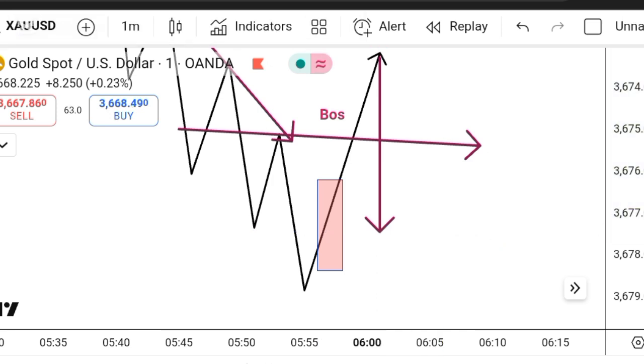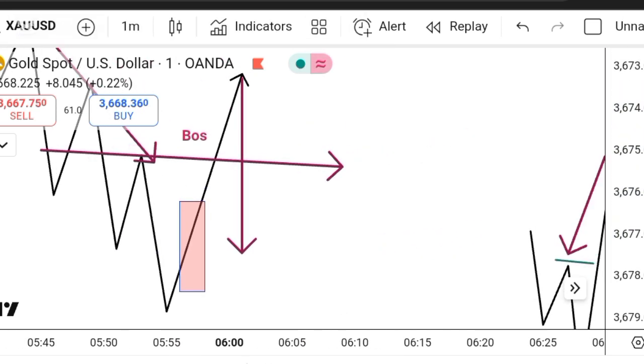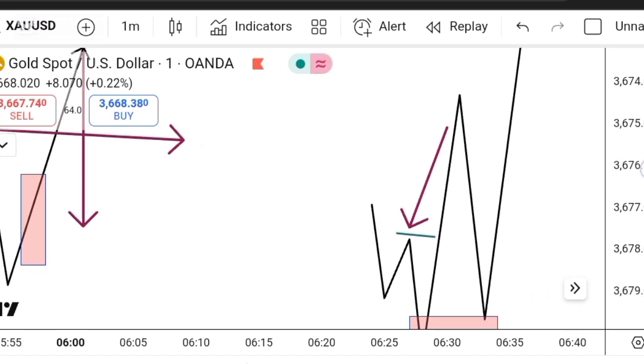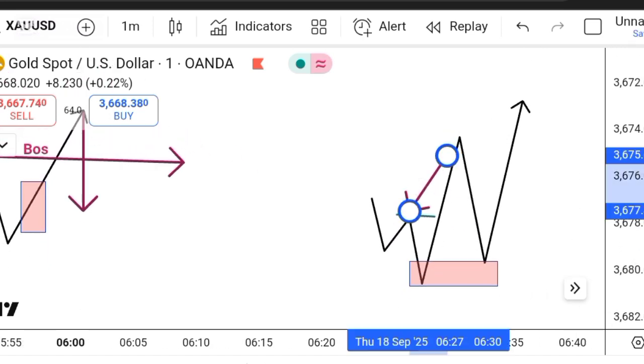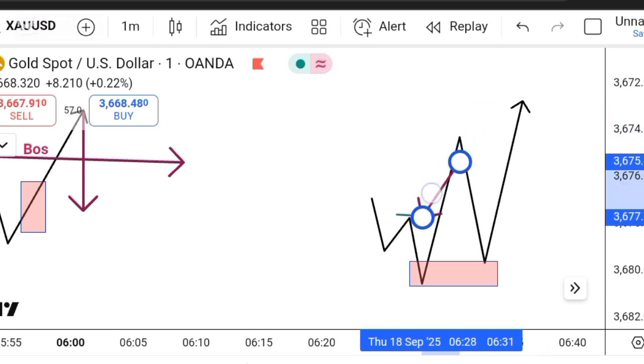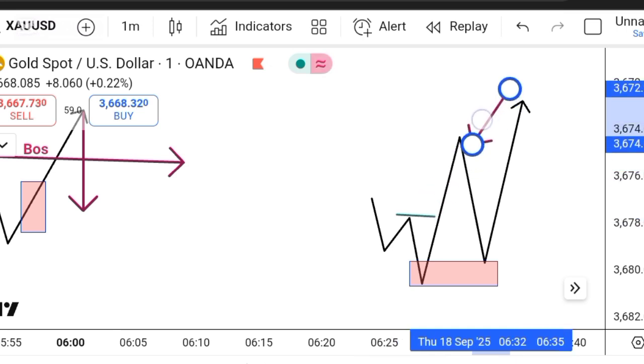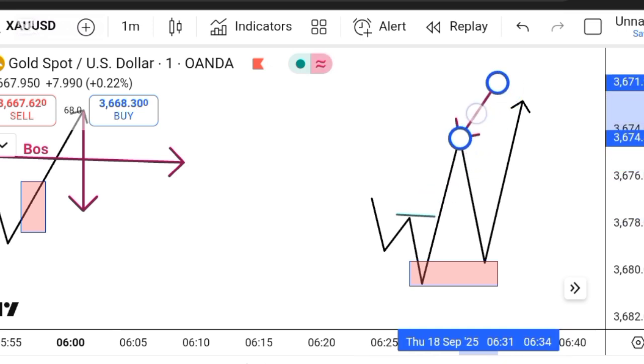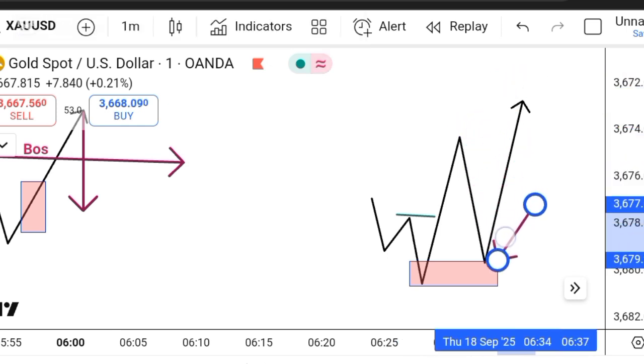Once you move to your 1 minute, what are you going to do? Let's see. On your 1 minute, you see that the market has broken structure. Once the market comes into the imbalance, it gives you a break of market structure, a BOS, a shift in market direction. Once a shift in market direction has been initiated, you look for a retest of the OB.